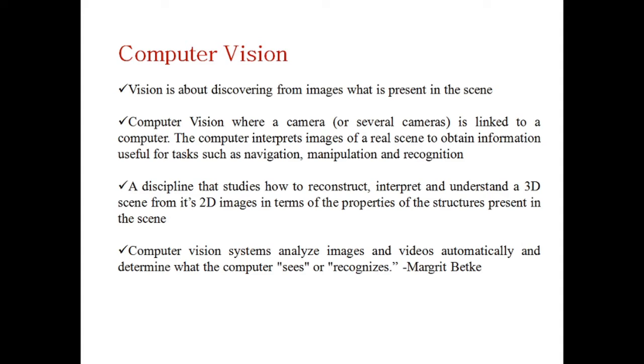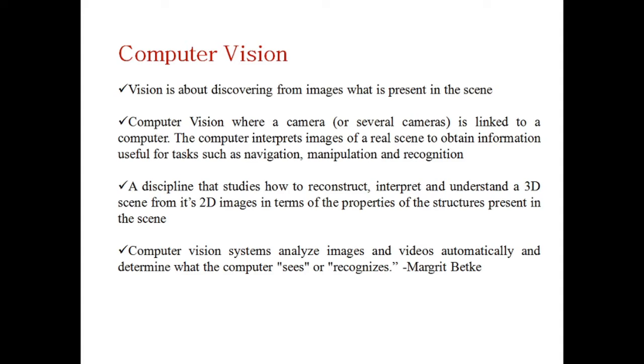So we have many definitions for computer vision. Computer vision is where we have many cameras or a single camera linked to our computer systems, after which the computer interprets the images of a real scene to obtain information. That means image analysis is happening. This analysis is used for tasks like navigation, recognition, manipulation, or any other act.